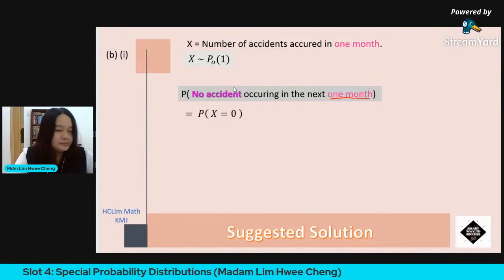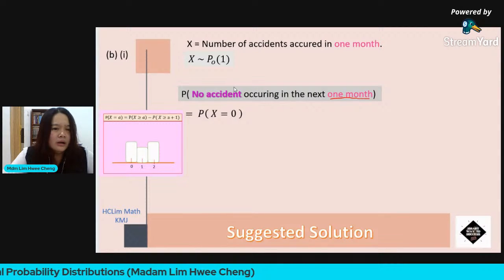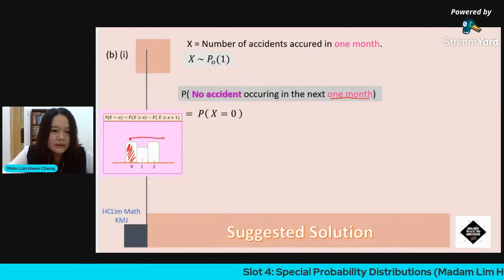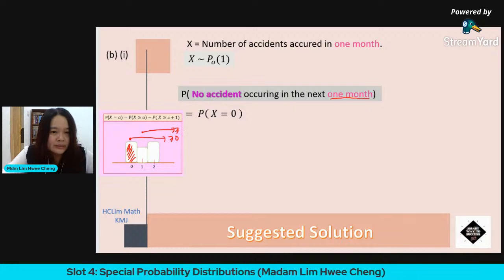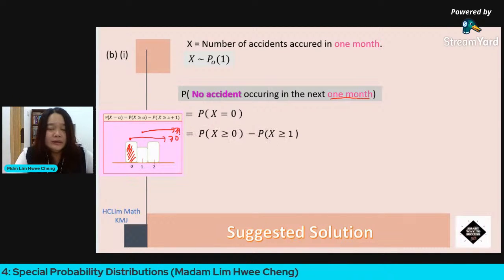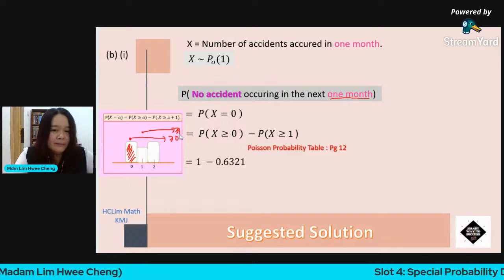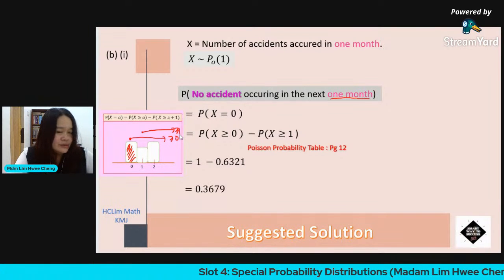Okay, so there is no. Maksudnya kosong. So kalau kosong, you nak baca, so I just want kosong kan. So you boleh guna besar sama kosong, subtract with the greater or equal than 1. Okay, kalau nak read, you can read from the page 12. So 1 minus 0.6321 and get 0.3679.